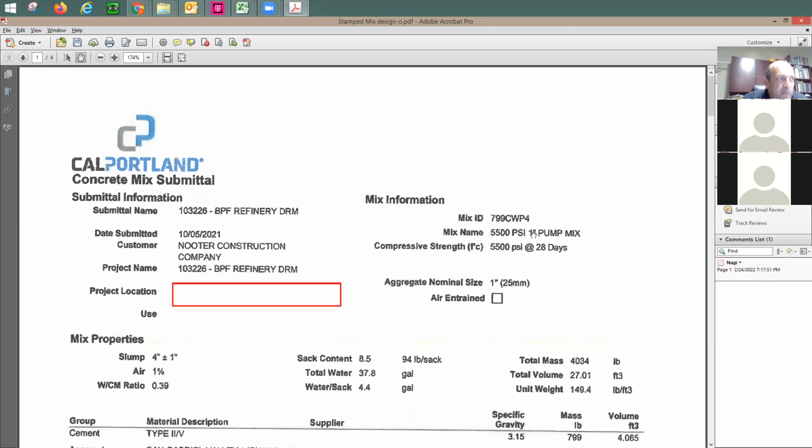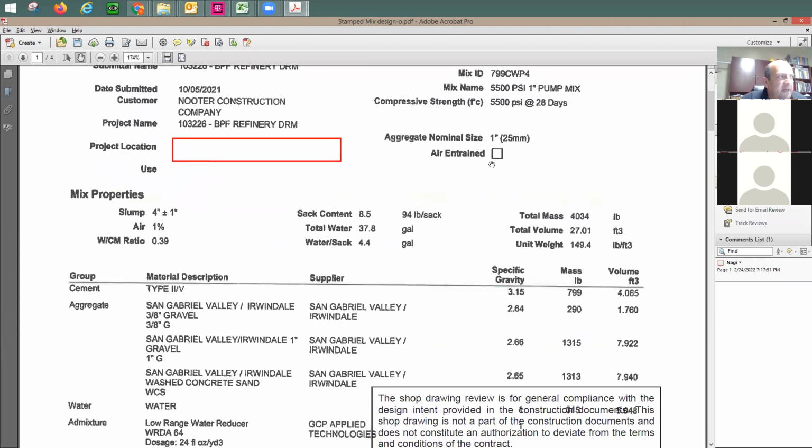The aggregate size is going to be 1 inch, right? And this is going to be good for pumping. So we know that they're going to be pumping this concrete. Aggregate nominal size, which means the maximum, is going to be 1 inch. And it's not air entrained. I didn't ask for air entrained. This is one of the additives that they use. And they give you here the mix properties.